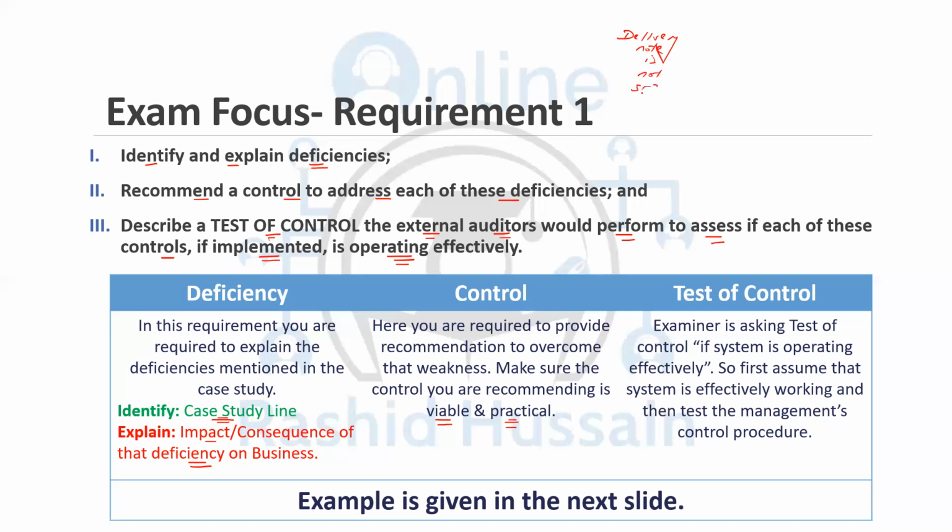Now, this was the weakness, and I told you the repercussions of that. The customers can claim that they have not received the goods, etc. Now, the recommendation is that signatures should always be taken. This is the recommendation. Now, test of control if system is operating effectively. If the system was operating effectively, obviously they would be taking the signatures on the delivery note.